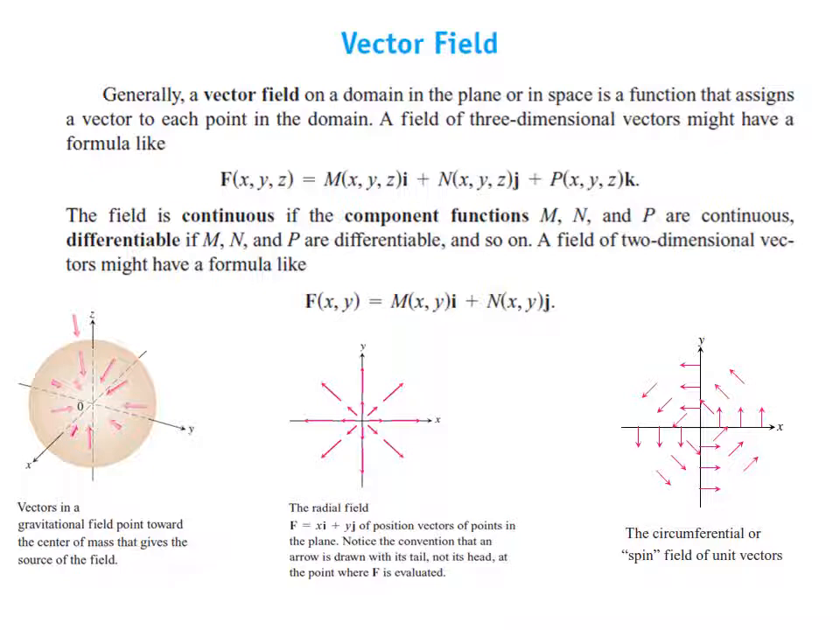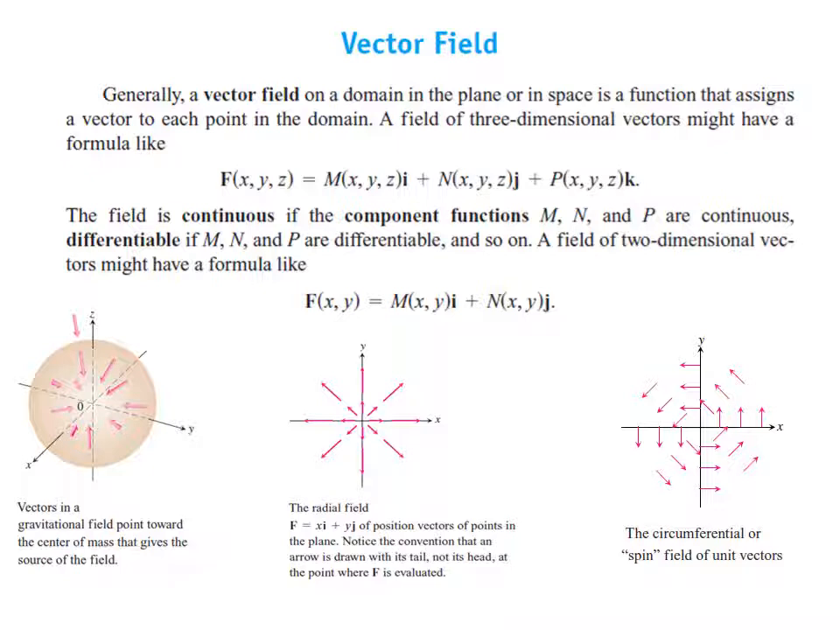So let us take some examples. A vector in a gravitational field points toward the center of mass that gives the source of the vector field in space. Let us take a second example: a radial field. Here you can observe each and every point of the plane has a vector. It means vectors are attached to each and every point of the plane. So the vector field f can be written as x into i cap plus y into j cap.